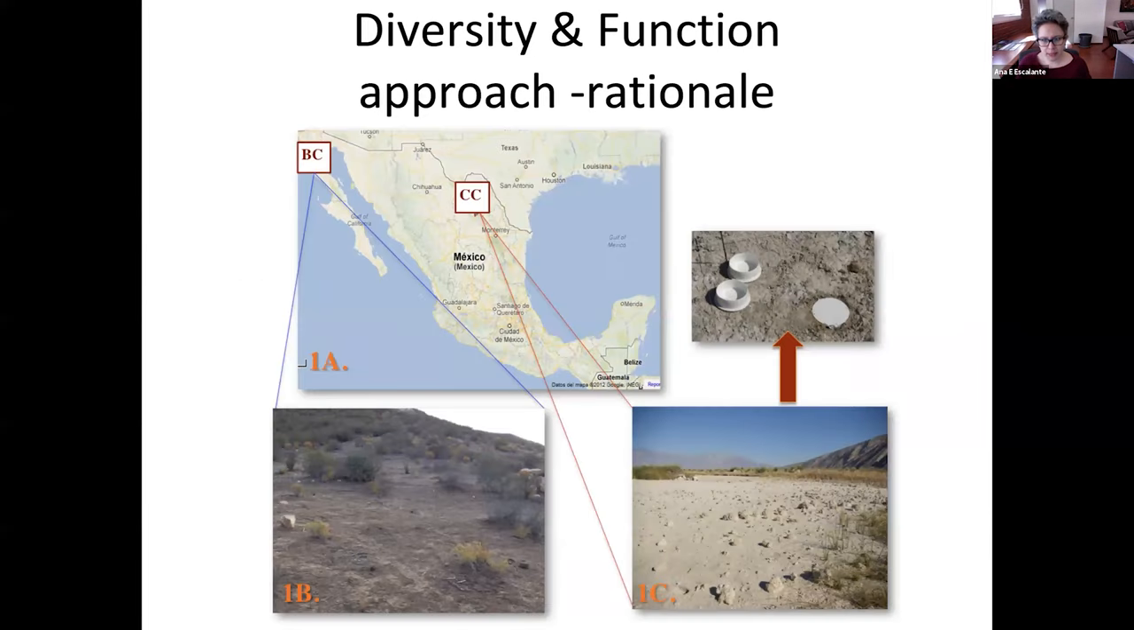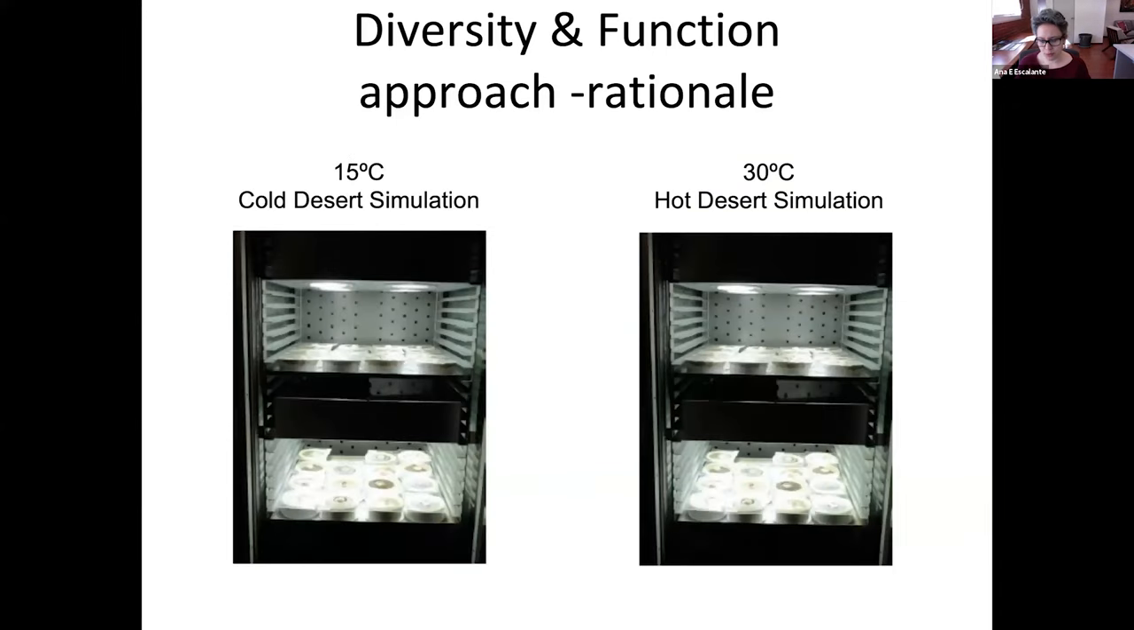So we went to sample this crust in two contrasting environments. Both are semi-arid ecosystems. One is in the central northern part of Mexico, Cuatro Ciénegas in the state of Coahuila. This is a hot desert. And the other is a cold desert, in Baja, in the northwestern side of Mexico. So we brought the samples to the lab and we incubated them at contrasting temperatures.